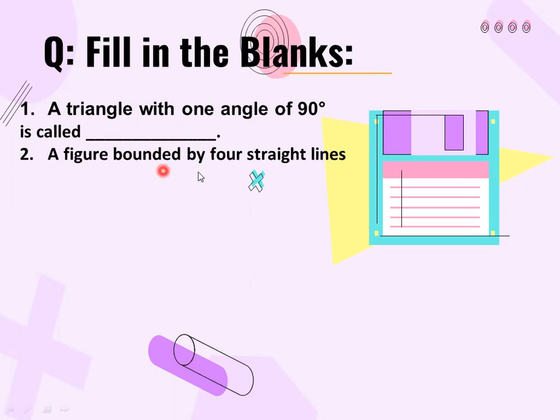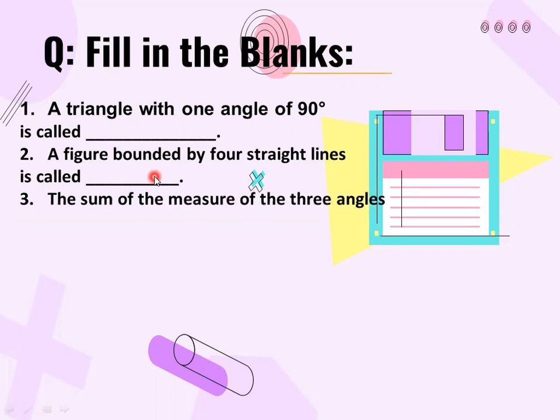A figure bounded by four straight lines. If you have any figure that is bounded by four straight lines, that figure is called dash. Okay, if you have any figure which is bounded by four straight line, that figure is basically called as quadrilateral. So the answer for blank number 2 is quadrilateral.